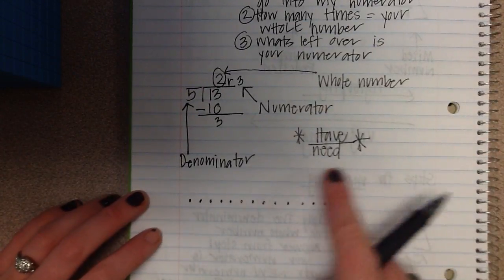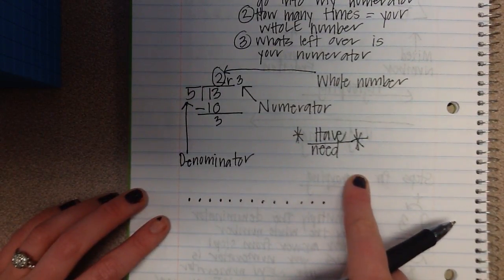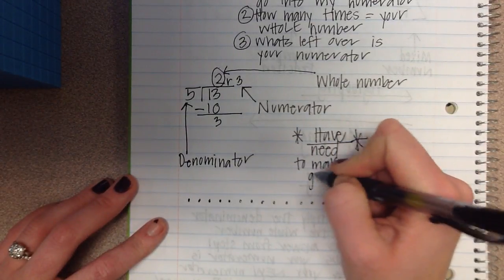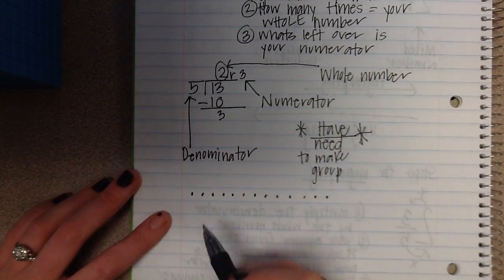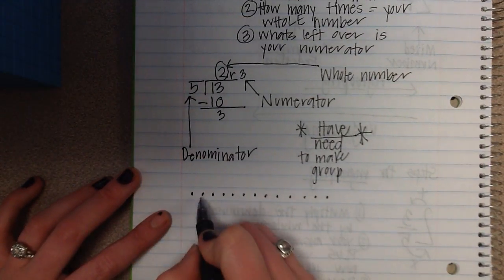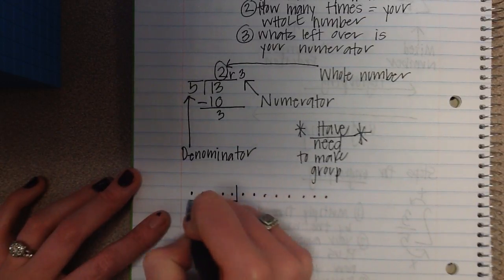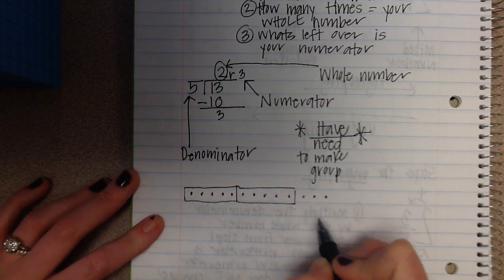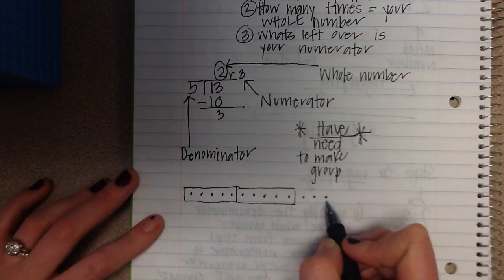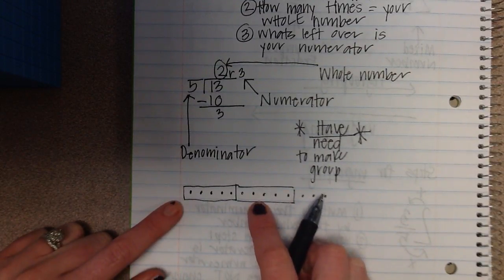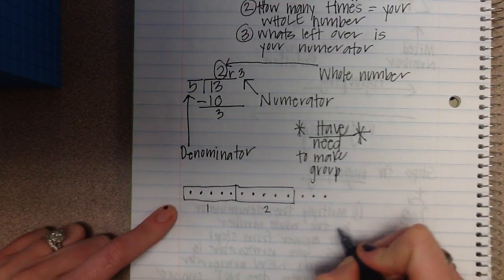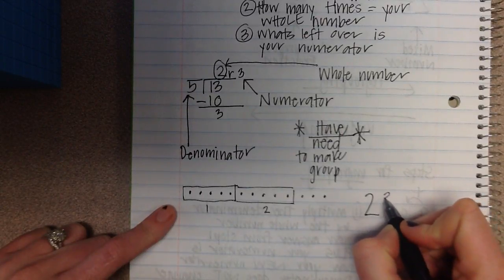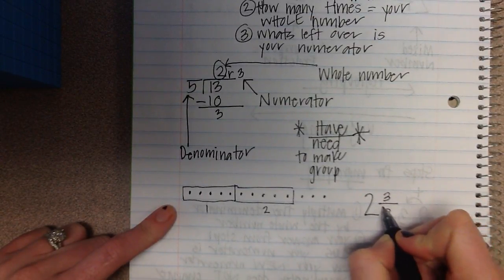Okay. So I have 13, so I drew 13. How many do I need to make a group? So we'll add need to make group. Okay, so I have 13 and I need 5. 1, 2, 3, 4, 5. So I'm going to box that off. 1, 2, 3, 4, 5. Oh, and I have 3 left over. So I have 2 whole groups, 1, 2. So I have 2 whole groups of 5, and I have 1, 2, 3. So I have 3 left over out of the 5 that I need.